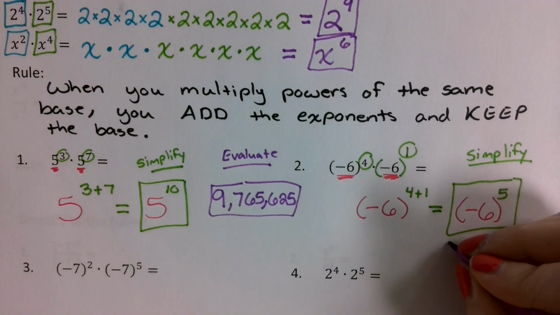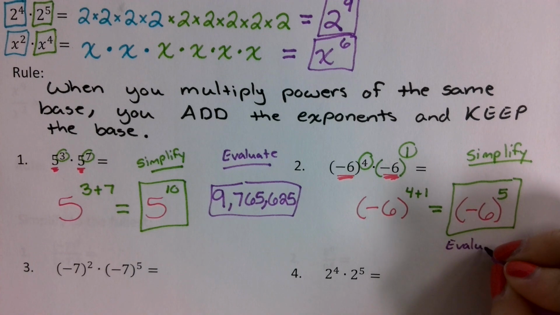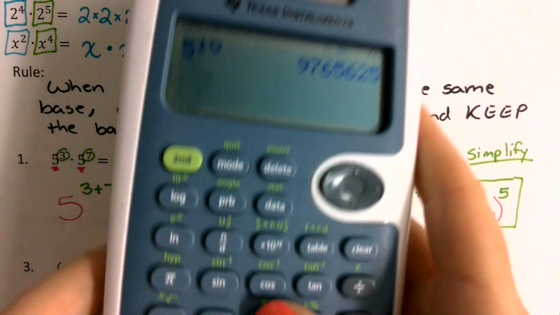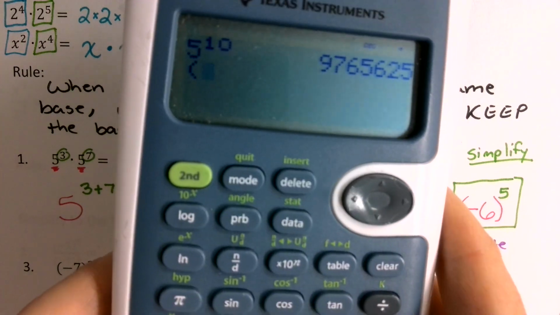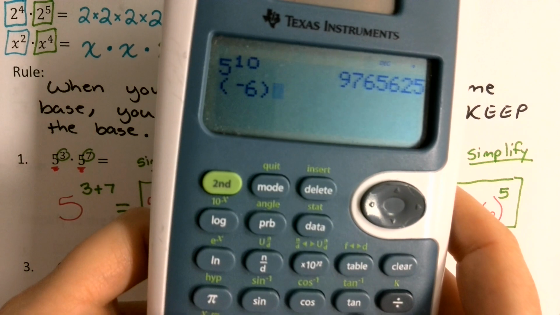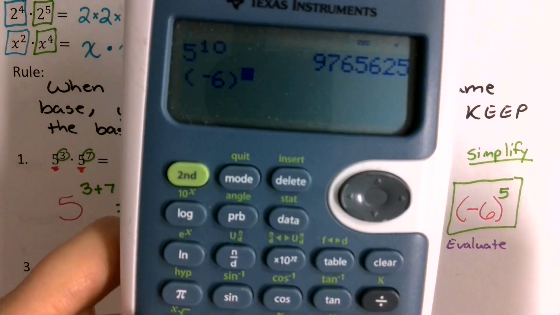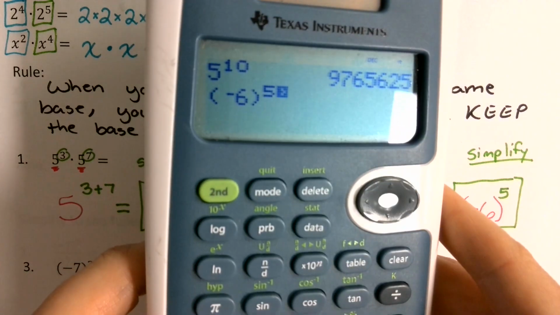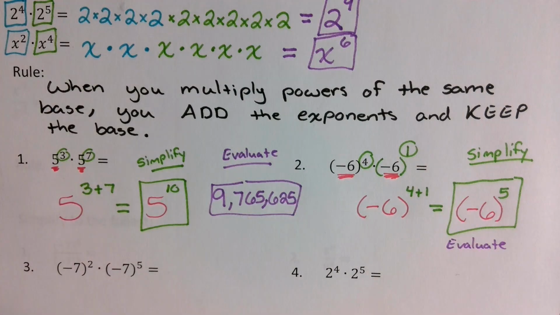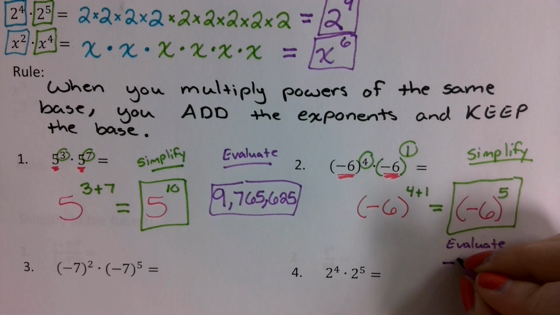If I want to evaluate it, then I need to plug that in. I have to put parentheses, negative 6, close my parentheses, hit my exponent button, and type in a 5. And there's my final answer. My final answer is negative 7,776.